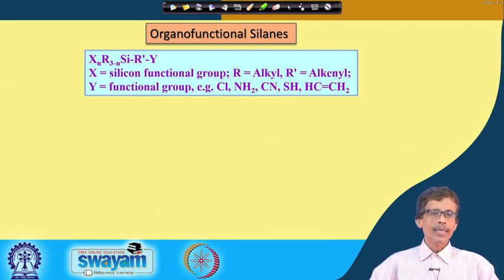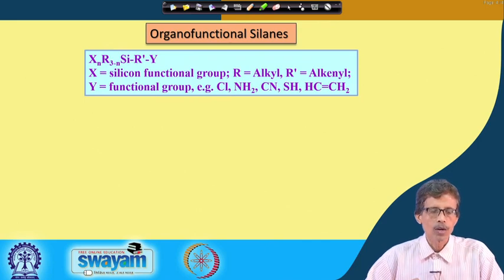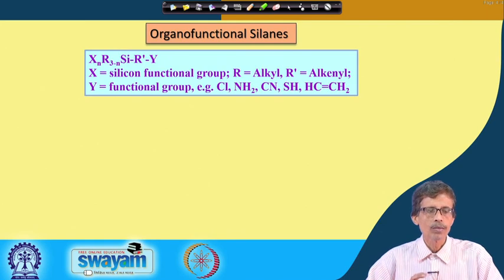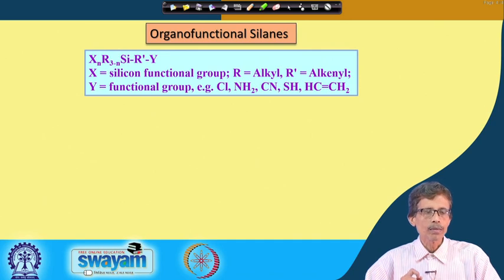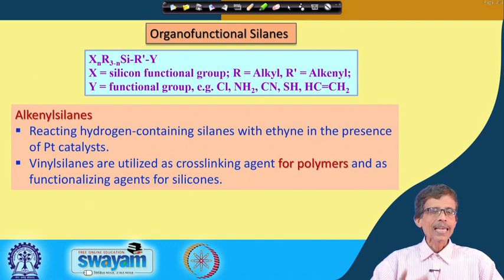Then we can also have some other functional groups besides X, which are not of X type, and you can have the Y function. So, X is the silicon functional group, that means silicon attached to those functional groups, and you can have alkyl or alkenyl function as R and R prime. R is alkyl or alkenyl function, X is the functional group attached to that particular silicon, it can be Cl itself, and Y is the functional group in terms of NH2, CN, and the well known and well discussed vinyl function. Then the alkenyl silanes.